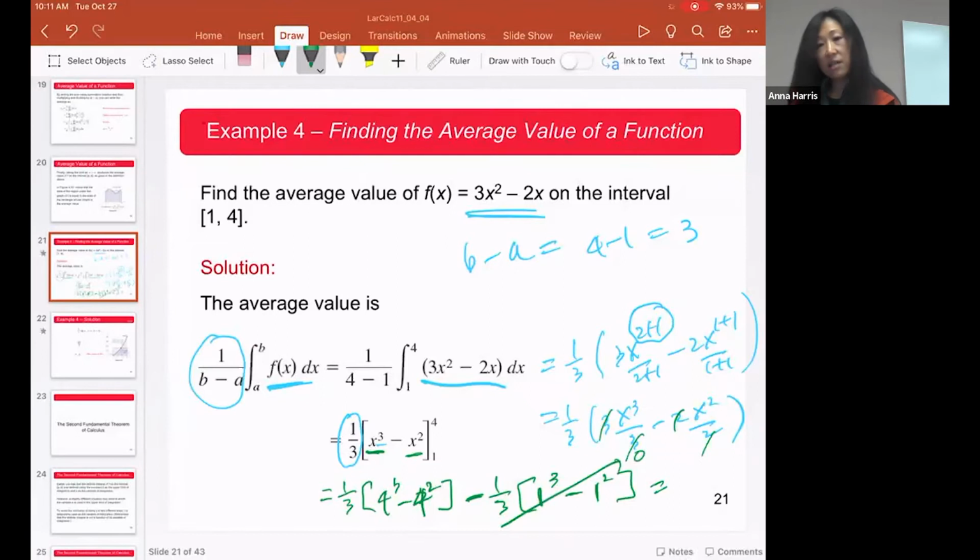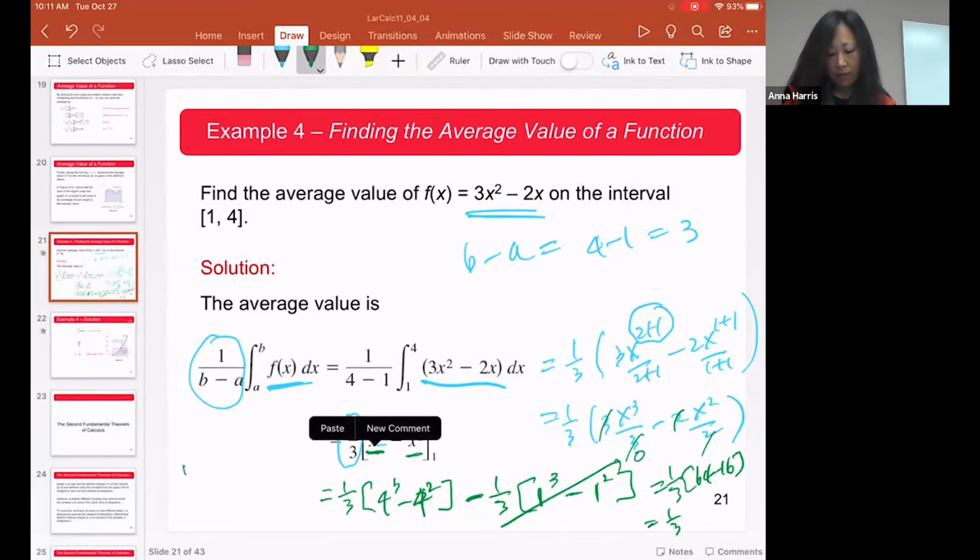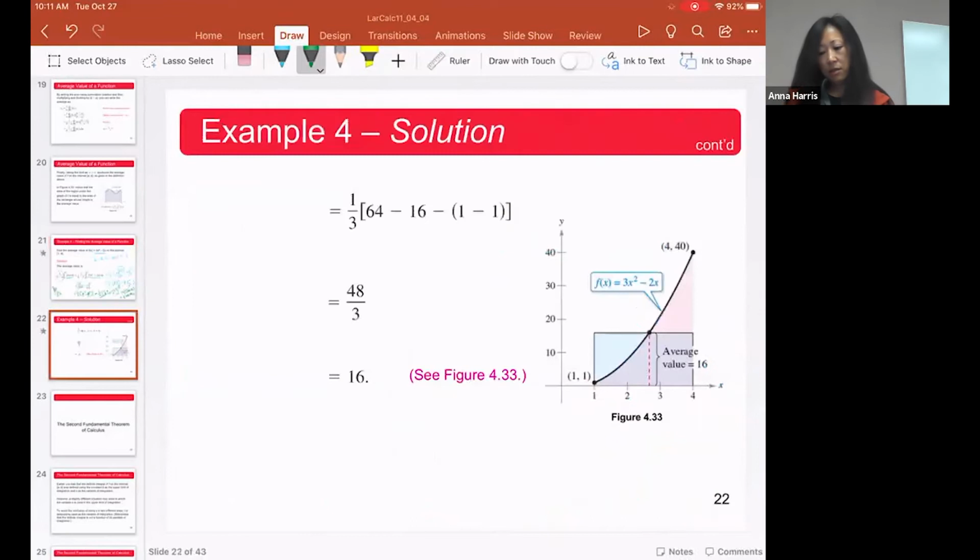So whatever that is, that will be your answer, right? 4 to the third is 64, minus 16, which gives you 1/3 taking away 16. This is why I really like to just use Julia, so you don't have to simply add and subtract by yourself. So 48. So that's the same as what then? 16. So that's your answer right here.